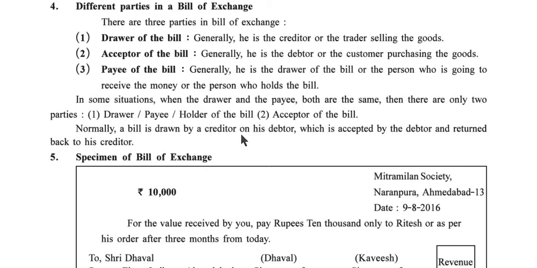Normally, a bill is drawn by the creditor on his debtor, which is accepted by the debtor and returned back to his creditor. It means the drawer draws the bill and gives it to the debtor. The debtor accepts the bill, so he is the acceptor, and afterward makes the sign on the bill and returns it to the drawer. It means returns it to the creditor. So two parties are there, drawer and acceptor. So here, it is accepted by the debtor and returned back to his creditor.